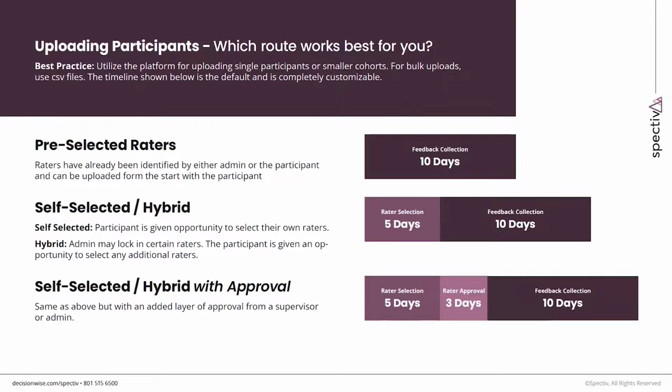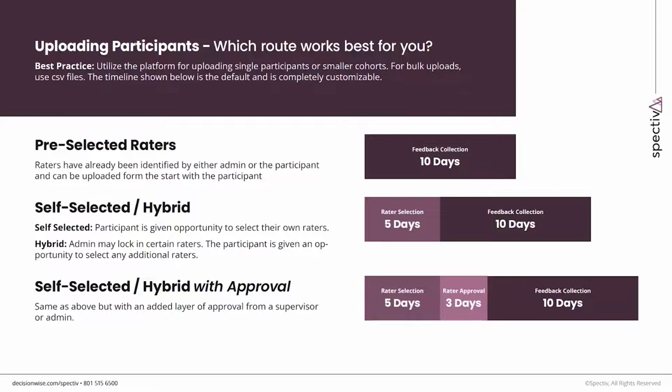Then if that's the case, you'll jump right into feedback collection, and that process is typically about 10 business days, 2 weeks. We have another option where we allow the participant to select their raters, and then we jump into feedback collection for 10 days. We have a third option where we allow the participant to select their raters, and there's an added layer of approval, whether that be from their supervisor, manager, one of you, and then we jump into feedback collection. So we have 3 different routes you can typically take.